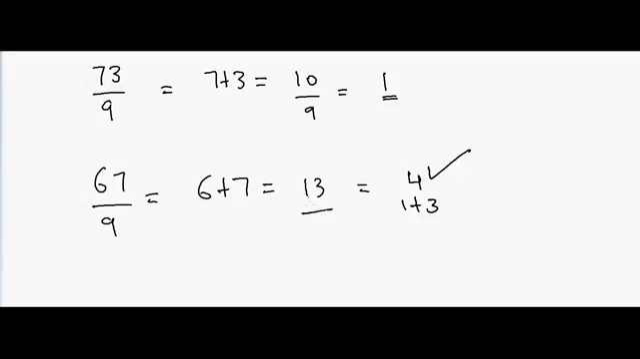Another way is to divide 13 by 9, and in that case you will also get a remainder of 4. So if you divide 67 by 9, the remainder should be 4.